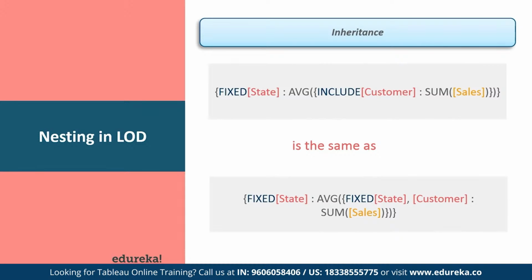In the first example, I am doing a fixed state and nested calculation. I'm saying include customer, and include, as you all know, inherits from its surroundings. If you build it by dragging and dropping, it will inherit from the parent calculation, so it will include the state. It will do the same thing as writing state, customer instead of it, and it won't be impacted by filters because the parent is a fixed calculation.